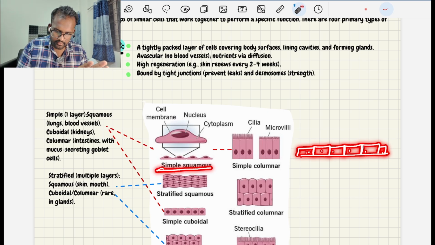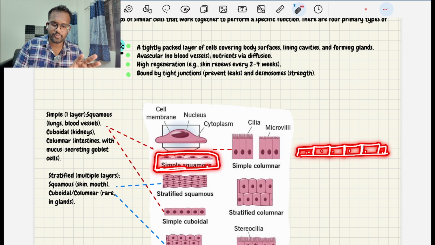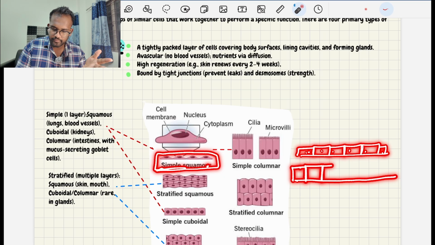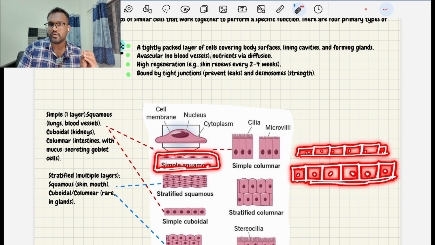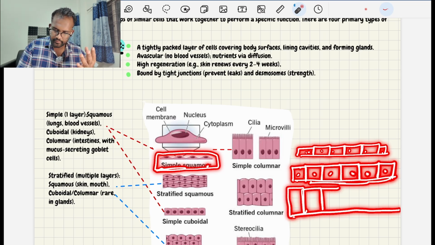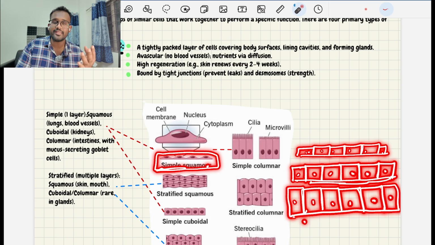As you can see here, the simple squamous epithelial is nothing but a single layered cell. And here we have simple cuboidal epithelial also. Cuboidal in the sense that the cell will be in the cube shape. Simple cuboidal epithelial is nothing but the structure of the tissues will be cube shape. And then we have simple columnar epithelium also. The cell structure will be long, like column shaped. So it will be like this. This is the simple columnar epithelial tissue.